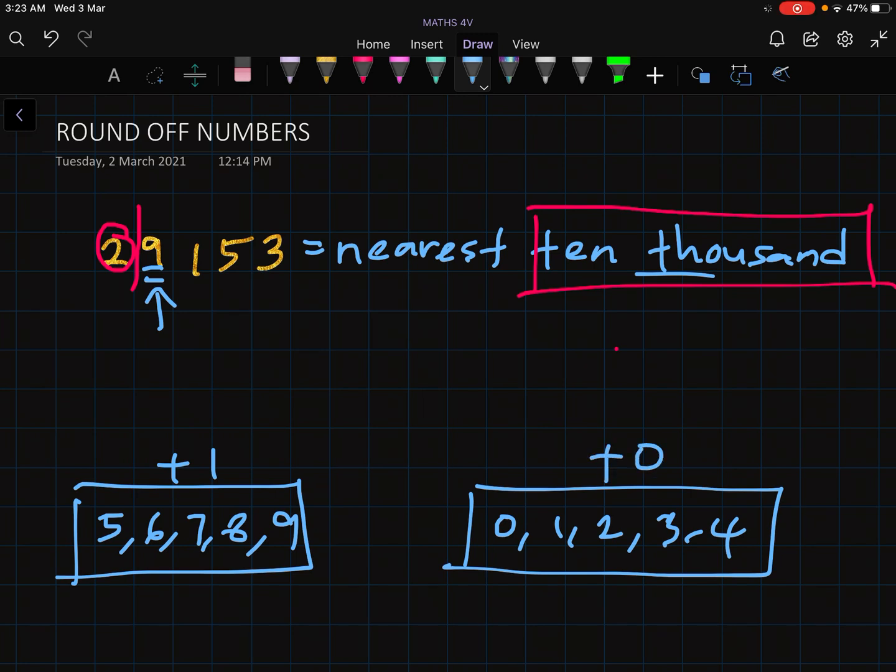plus 0. Now, when we plus, we must always remember we will always plus the number according to the question. If it's a question about the 10,000, we will always plus in the place value of 10,000. So here the place value of 10,000 is 2, so we plus here.